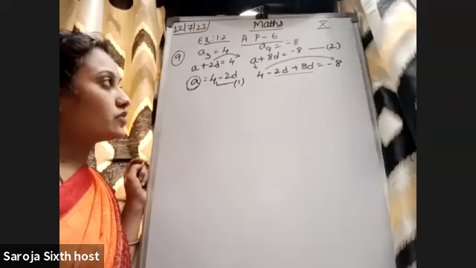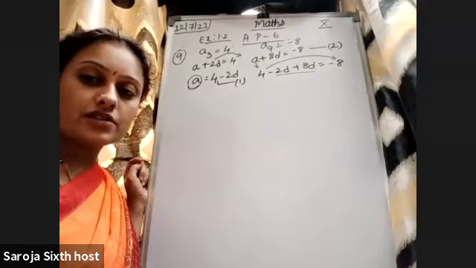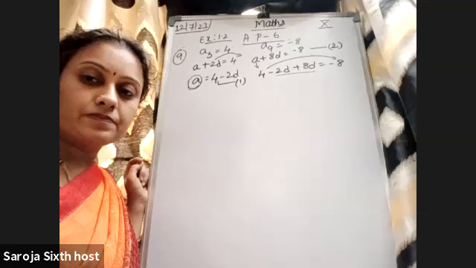When you shift plus 4 this side to that side, what you are going to get? Ma'am, minus 4. Very good. So next, you will get this side minus 8 minus 4. Very good.